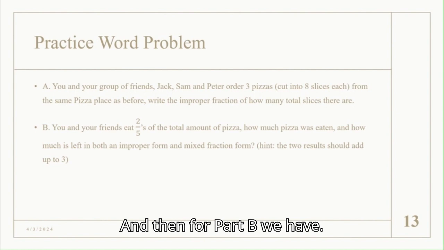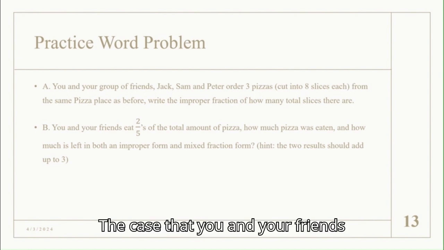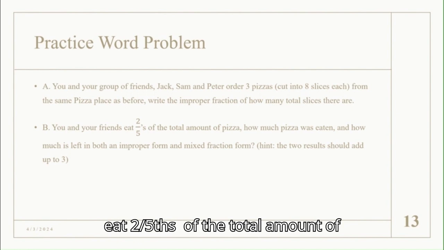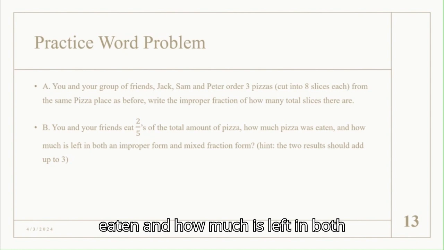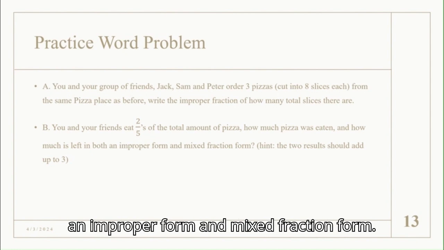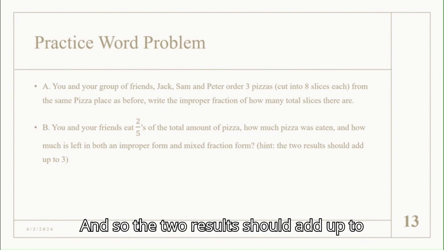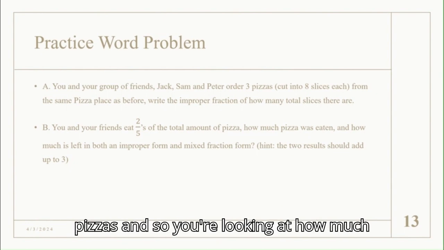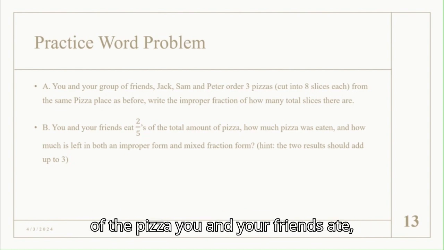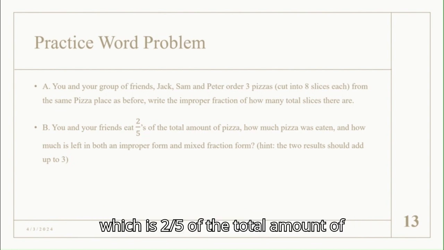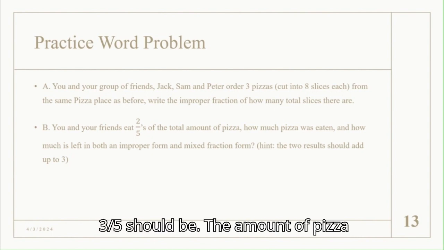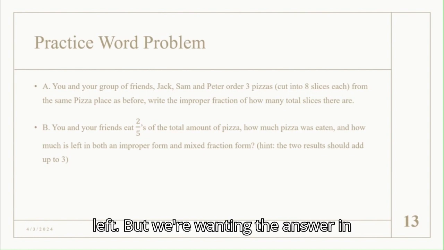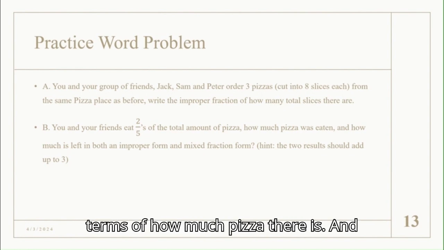And then for part B, we have the case that you and your friends eat 2/5 of the total amount of pizza. How much pizza was eaten and how much is left in both an improper form and mixed fraction form? The two results should add up to 3, because you started off with 3 pizzas. You're looking at how much of the pizza you and your friends ate, which is 2/5 of the total amount of pizza, and then the 3/5 should be the amount of pizza left. But we're wanting the answer in terms of how much pizza there is.